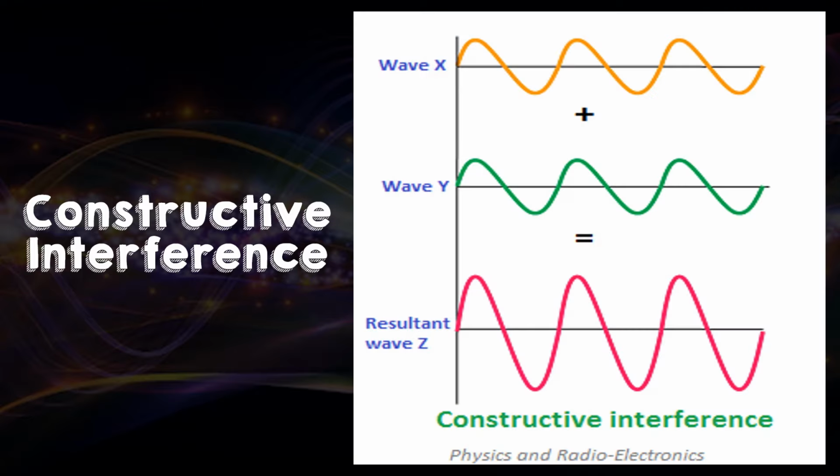If the crest of one wave meets the crests of the other, and the troughs of one wave meet the troughs of the other, the result is constructive interference. In this case, the two waves are in phase. That's why the energy of the waves will combine, resulting in the amplitude of the wave being twice as high as the amplitude of either original wave. Wave X plus wave Y produces a resultant wave Z which has larger amplitude.